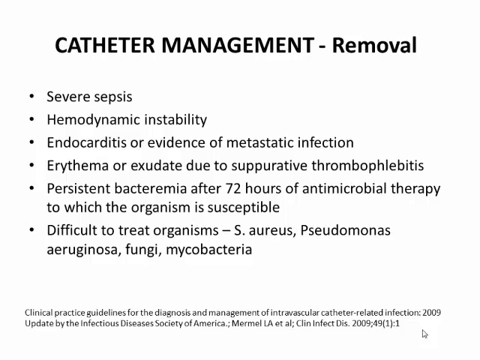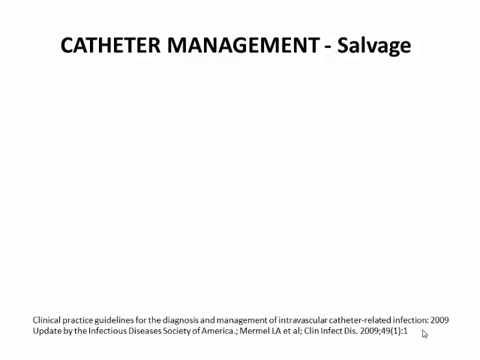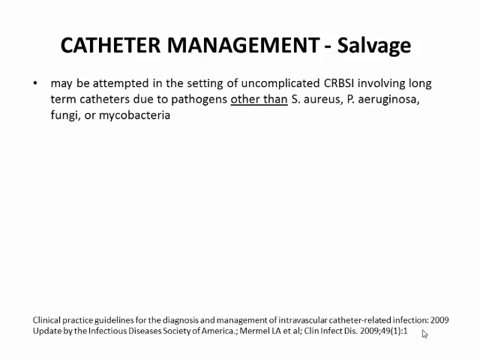If there's persistent bacteremia, the catheter has to be removed. And lastly, difficult to treat organisms like Staph aureus, Pseudomonas, fungi, and mycobacteria. We can try salvage in some conditions. Again, once the organisms are before you, you just have to remove it.